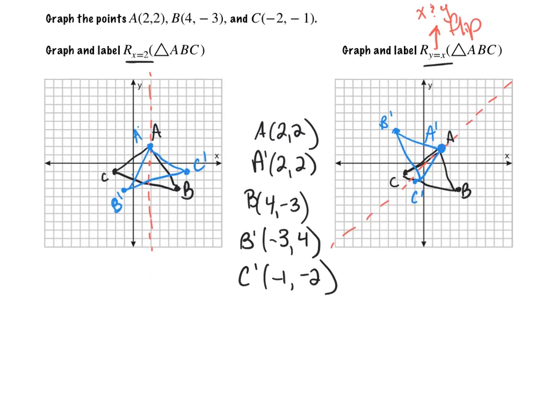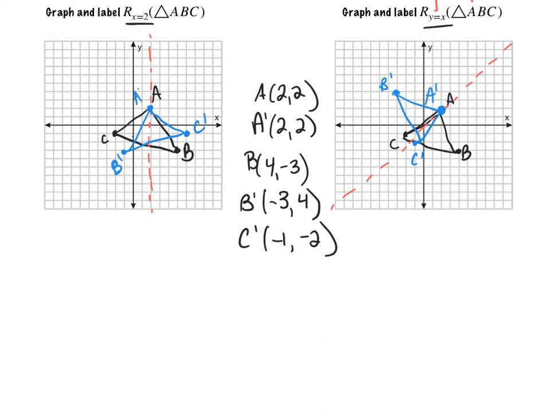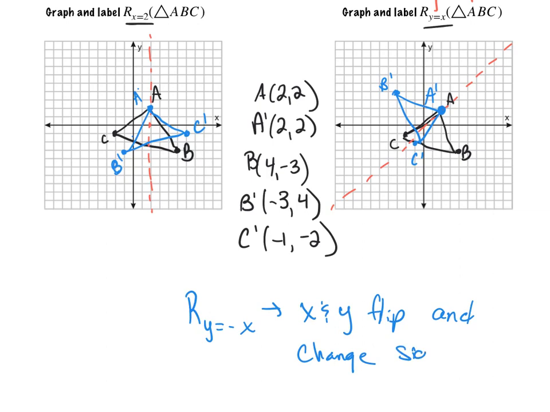One thing that you might want to add at the bottom here is that if it's the reflection over y equals negative x, x and y flip and change the sign. So now y equals negative x, which you'll see one on your classwork for that. X and y flip and change the sign.